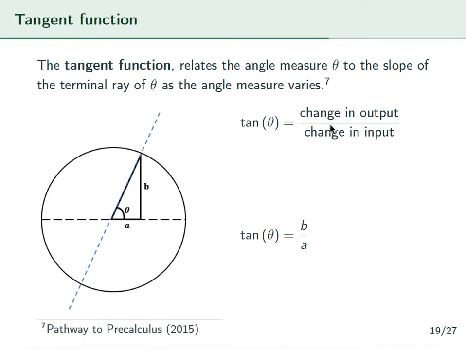As we know, slope is change in output over change in input, or in this picture, b over a. So tangent takes angle measure as input. The output is the slope created by that angle, the slope of the terminal ray. So it is not just sine over cosine. It also happens to be sine over cosine, but tangent itself is defined as relating an angle to the slope of the terminal ray created by that angle.